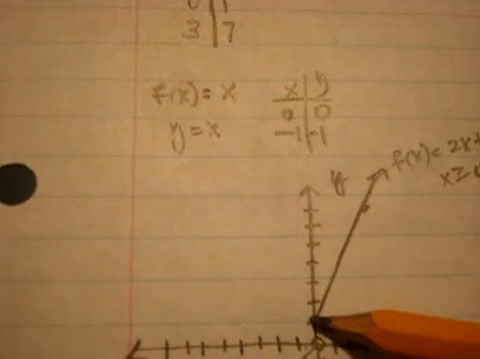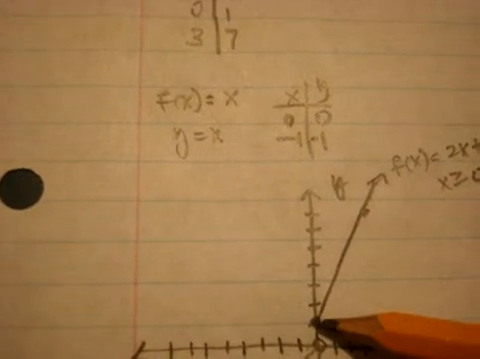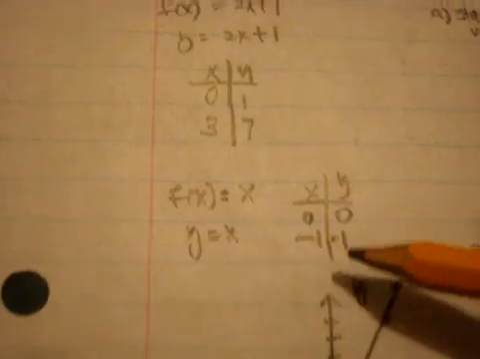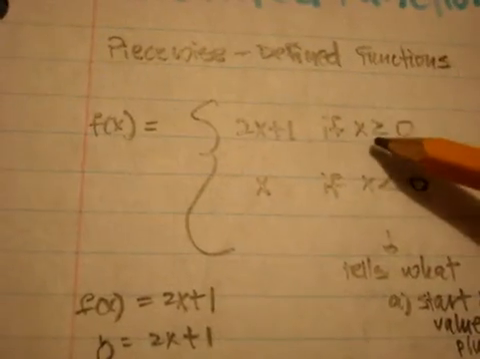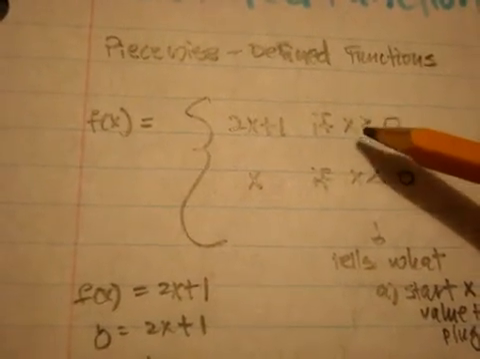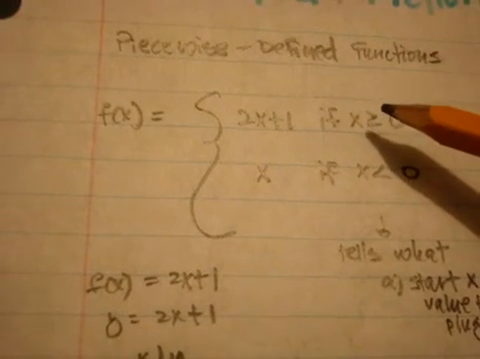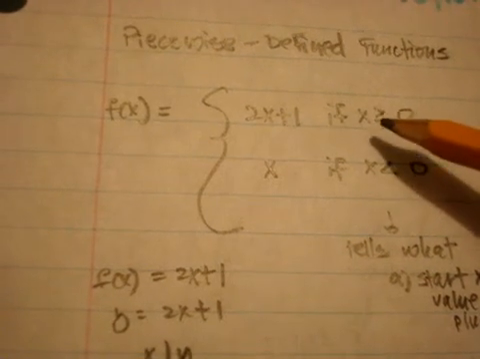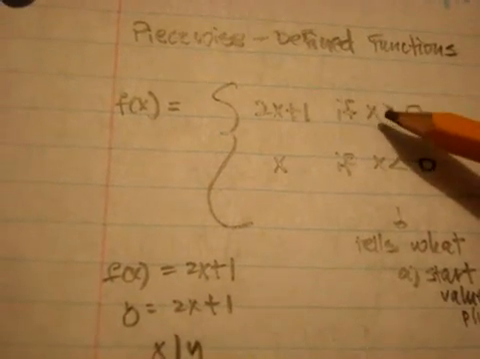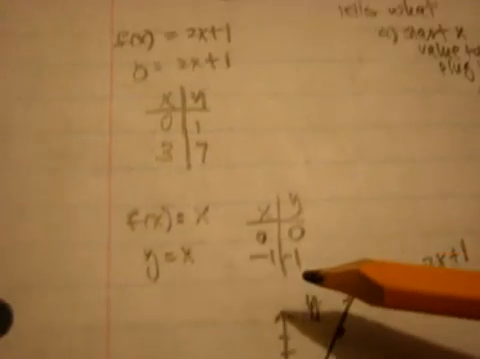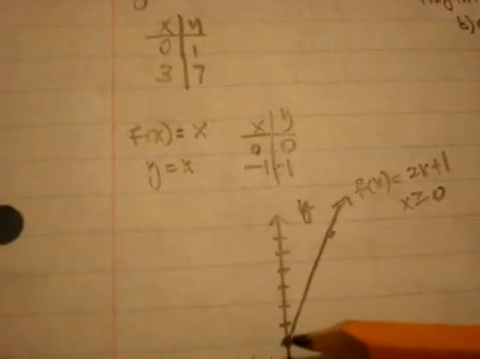Notice that the point right here is solid because it's given as a greater than or equal to. Every time you have a greater than or equal to, or a less than or equal to, with the equal sign, and both of them are there, the circle right here will be solid.